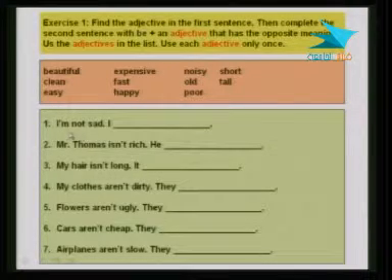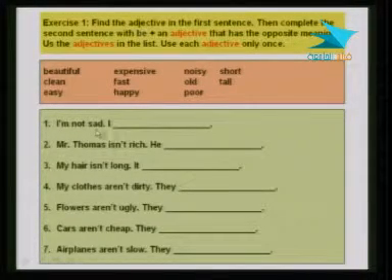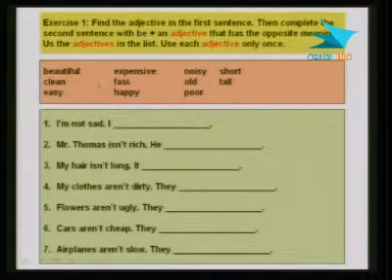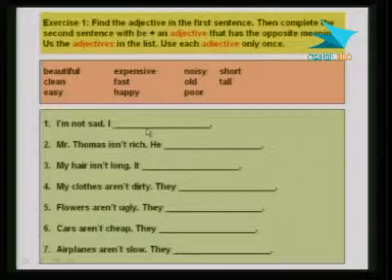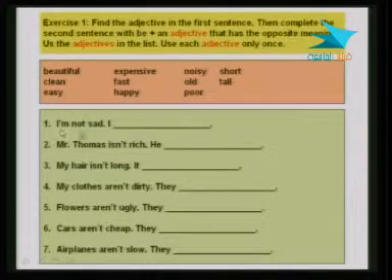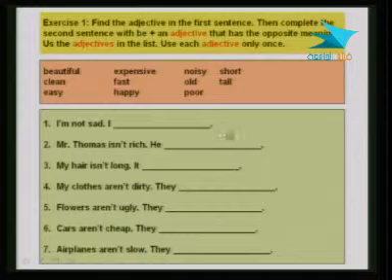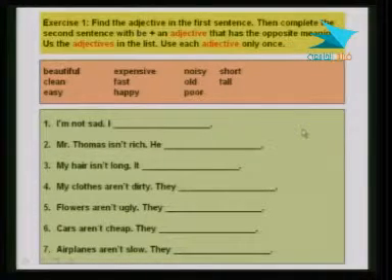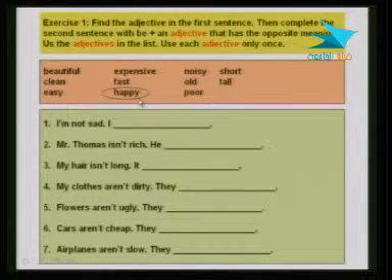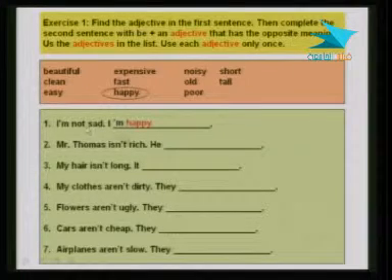Okay, we'll start with the first one. The first sentence, I'm not sad. And the opposite, of course, we need an opposite adjective in this box here that we can use in the second sentence. If you are not sad, then of course you are happy. So that's the opposite of sad. And the sentence becomes, I'm happy.